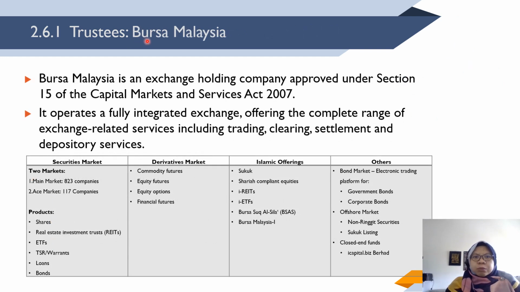Okay, next, Bursa Malaysia. Bursa Malaysia is an exchange holding company approved under Section 50 of the Capital Market and Services Act 2007. It operates as a fully integrated exchange, offering a complete range of exchange related services including trading, clearing, settlement and depository services. So in this table, we categorize the operations under Bursa Malaysia: security market, derivative market, Islamic offering and others.